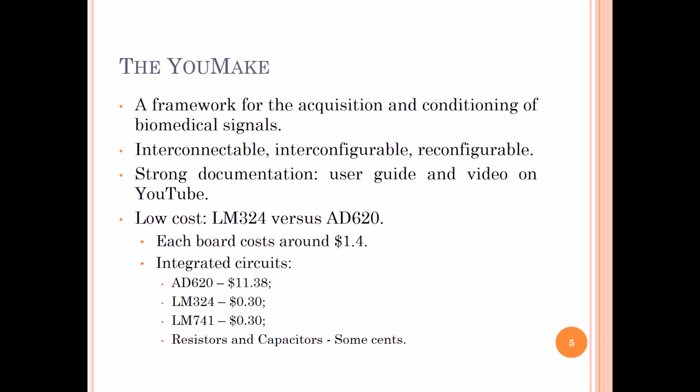UMake is a framework for acquisition and conditioning of biometric signals formed by a set of interconnectable, interconfigurable, and reconfigurable modules. It has strong documentation with a user guide explaining step by step how to use it and an explanatory video on YouTube. In addition, it has a low cost, since UMake allows the user to use both the LM324 integrated circuit and the AD620 for signal acquisition. Thus, in the experiment of this work, the LM324 was used for having the lowest price.